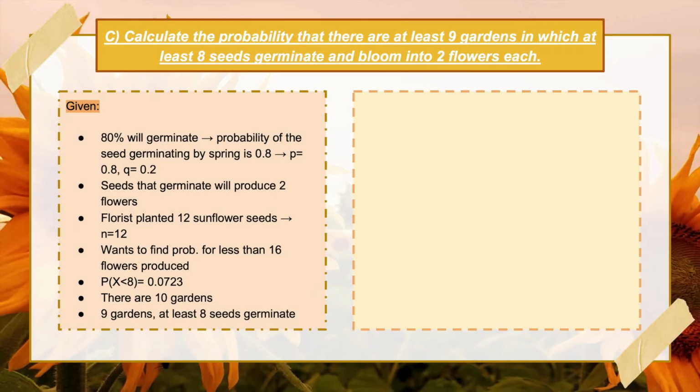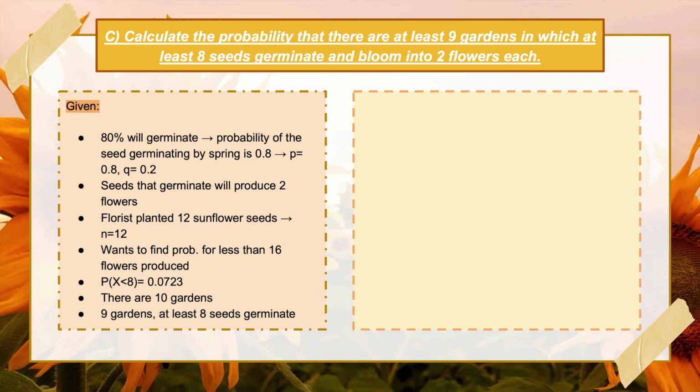Lastly, we want to find the probability that there are at least 9 gardens in which 8 seeds germinate and bloom into 2 flowers each. New information that we know is that the probability of less than 8 seeds germinating is 0.0723, and that there are 10 gardens with 12 seeds planted. What we want to find is at least 9 gardens in which at least 8 seeds germinate and bloom into 2 flowers each.